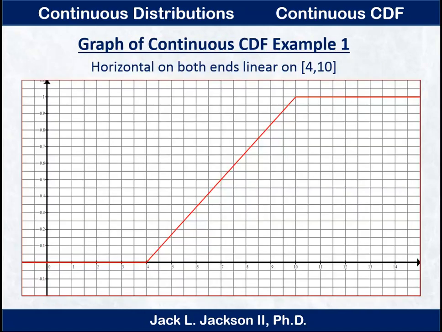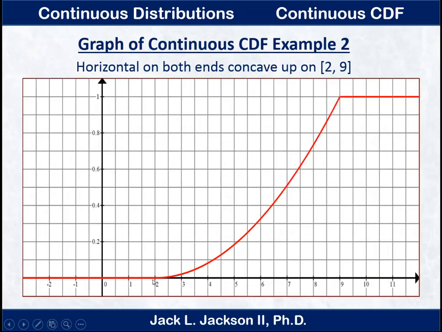So here's an example. Notice that the graph is 0 for this red part to the left of 4, and to the right of, looks like 10 here, it's 1, horizontal. And in between it increases. This one's increasing in a linear way. Everywhere from 10 to the right it's equal to 1, and everywhere from 4 to the left it's equal to 0, and in between it increases in a linear fashion.